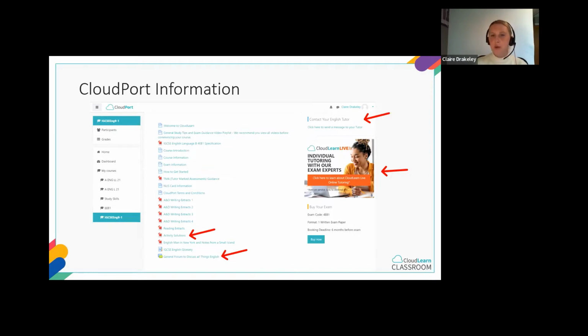This is where you find your information. I hope that was useful. But please do use the forum. It's a really good tool. It's not very active at the minute, but I'm sure we can make it.